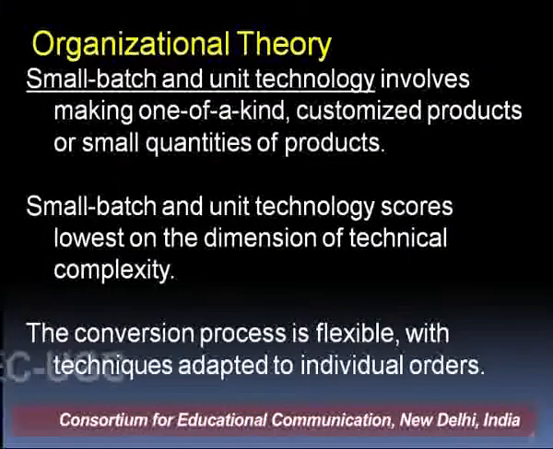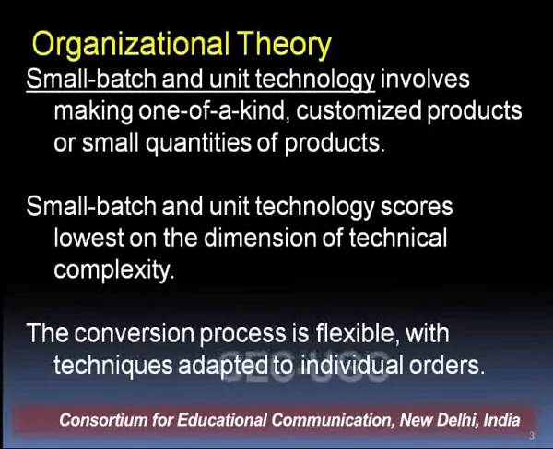Friends, now how to really organize all these things? A few important tips which I would like to match over here: small batch and unit technology involves making one-of-a-kind customized products or small quantities of products, which is very simple, you all understand. But small batch and unit technology scores lowest on the dimension of technical complexity. This is a bit alarming, but the conversion process is flexible. So what the startup person does is that the conversion process which they will be utilizing to get 100% success must be flexible, with techniques adapted to individual orders.